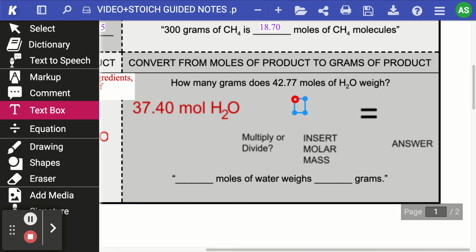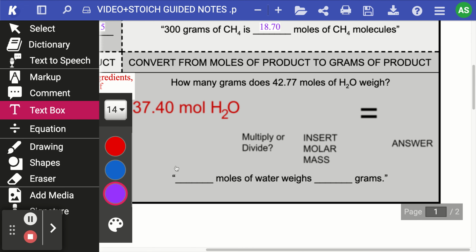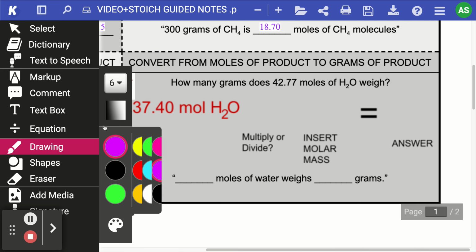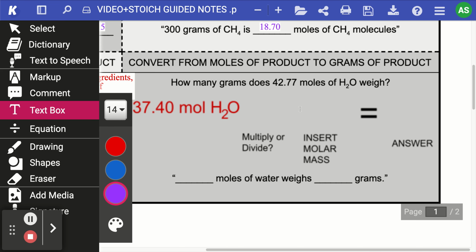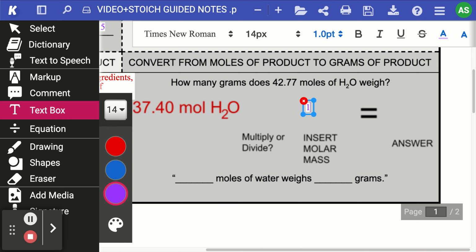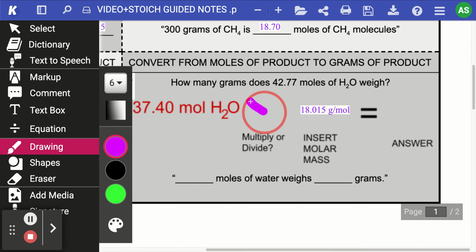So here we go. 18.015 grams in 1 mole, in 1 group. So I'm saying, hey, I got 37.4 groups. 1 group is 18 grams. Am I going to multiply or divide to get this answer? And the answer is you're going to multiply.